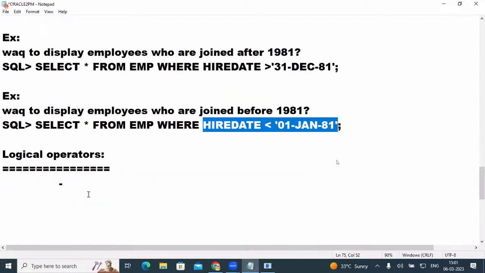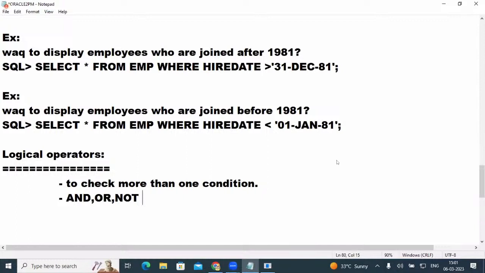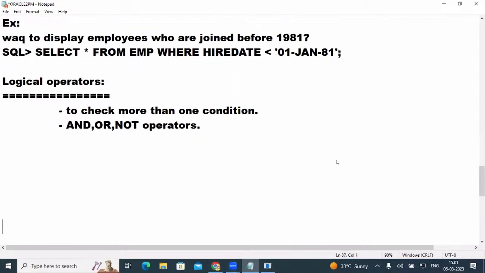So at that time a logical operator is compulsory. That means the purpose of the logical operator is to check more than one condition. This is the main reason. And these operators you already know: AND, OR, NOT. These are the operators in this category. Now I will show you one by one how they work. First we will check the AND operator.